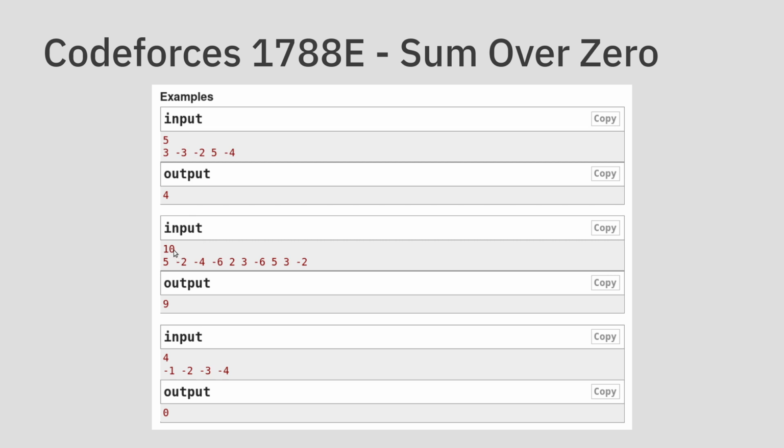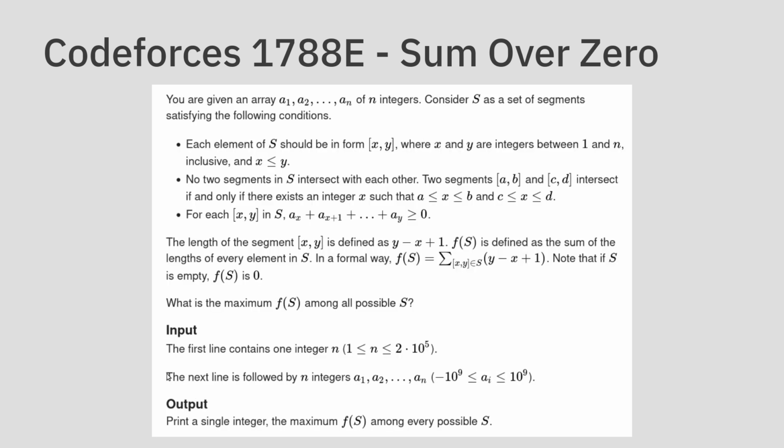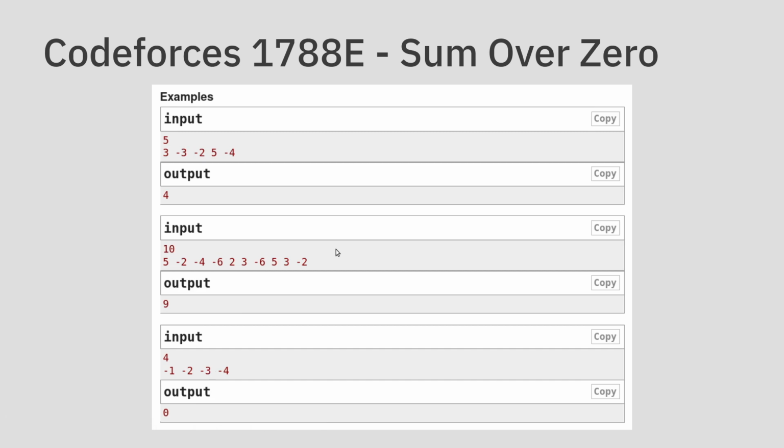In the second case they have mentioned that the sum of the first 9 elements is non-negative, hence the answer is 9 here. And for the third case, all the elements are less than 0, so we cannot take any range in S, and they have mentioned that the value of the function for an empty S is 0, hence the answer is 0. So this is the problem.